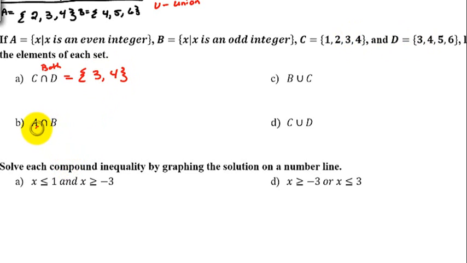Okay. Now we want to do the intersection of A and B. So that means that it has to be in both. A is the set x such that x is an even integer, and B is the set x such that x is an odd integer. So in order for a number to be in this intersection, it would have to be both an odd integer and an even integer. And so there is no number that's both odd and even, so that would be the empty set.